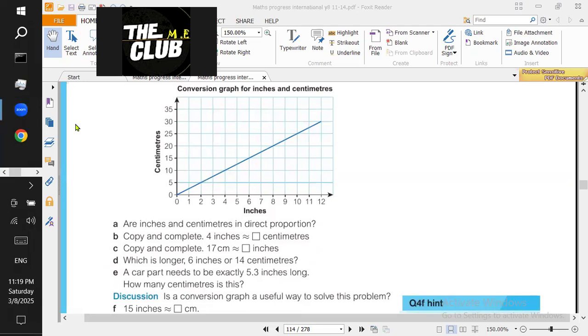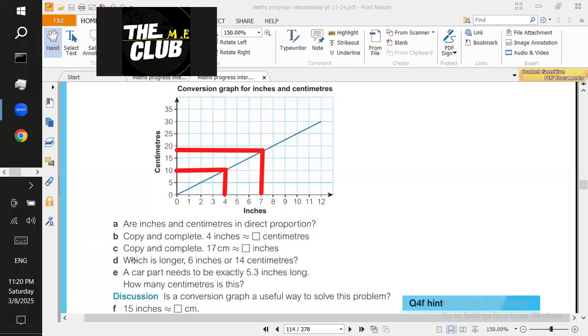Here, the question says, are inches and centimeters in direct proportion? You say yes, because they start from the origin and they go up as a straight line. Copy and complete. 4 inches equals how many centimeters? You come to the inches here, 4 inches, you go up until the line stops you, and then you go back to the centimeters. So it's 10. You write 10 here, so approximately 10 centimeters. And then 17 centimeters is here. You go until the line stops you, and then you go back, which is approximately 7 inches.